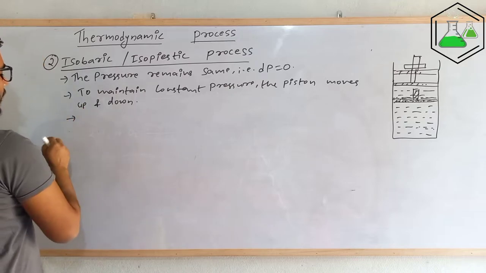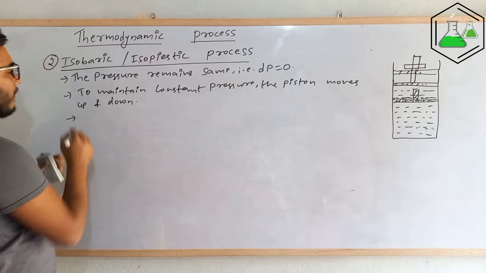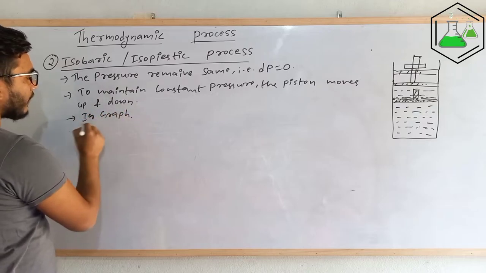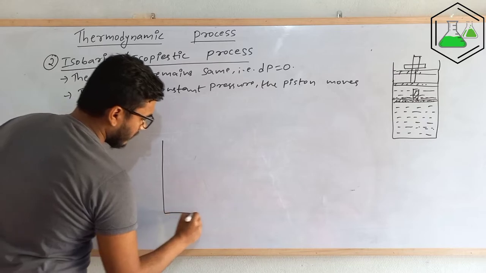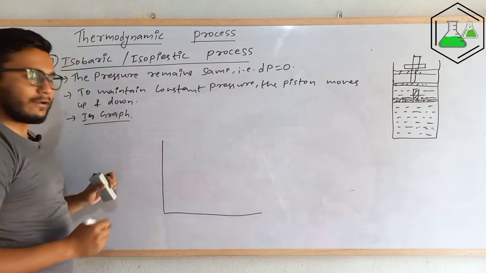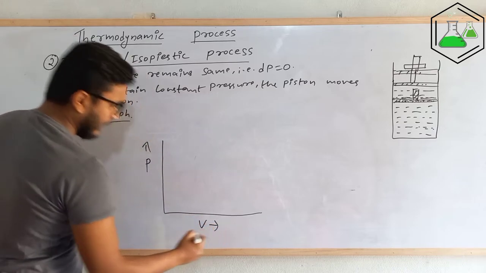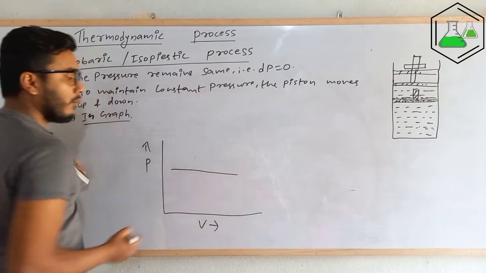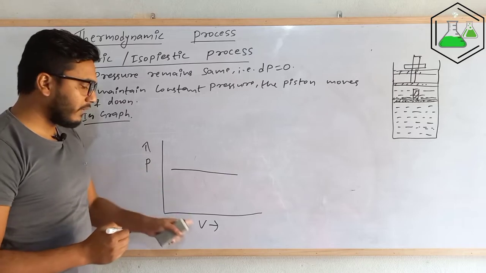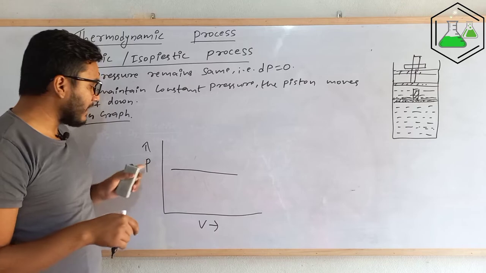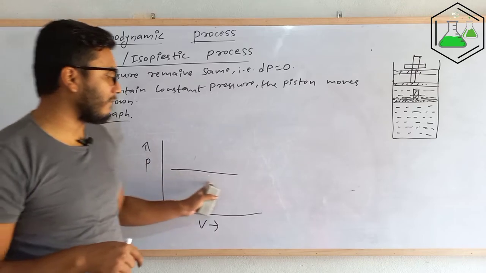Now similarly, in the third step, in graphical form, in graph, the isobaric process or isopiestic process, if we plot pressure against volume, then it will show a graph like this. We know that the pressure will not change. Even if the volume increases or decreases, the piston will balance that and the pressure will not change, and we get a graph like this.